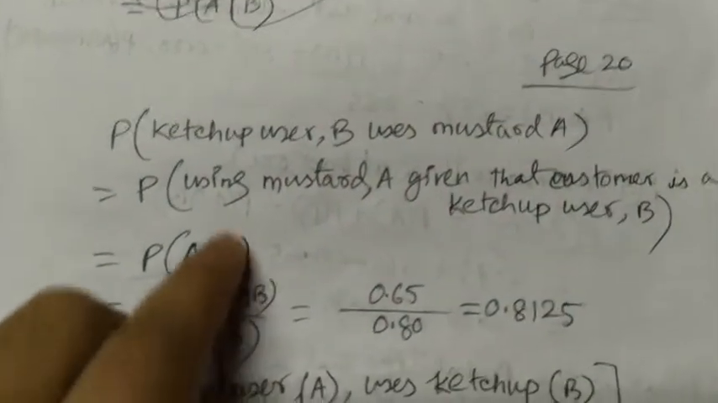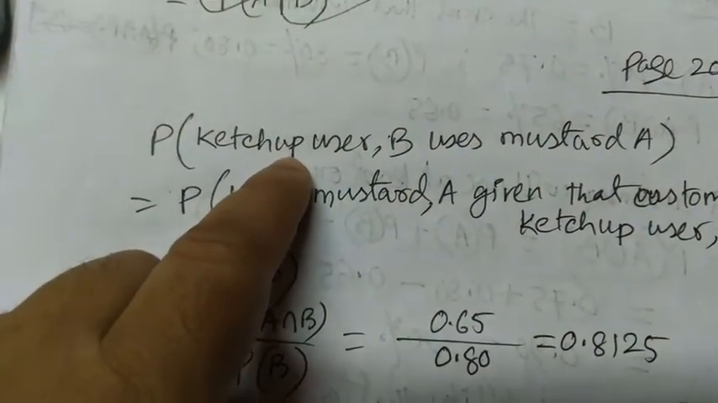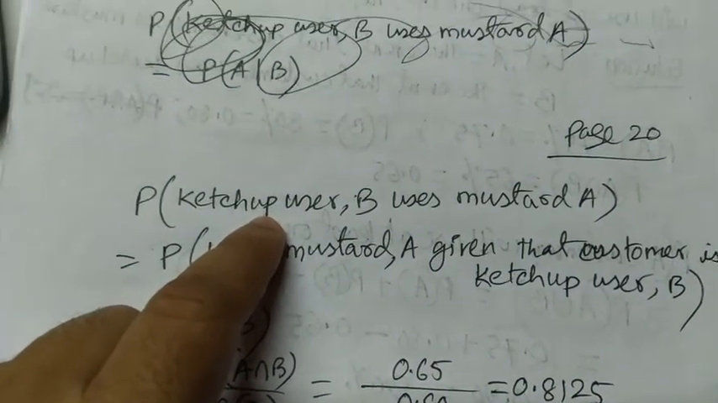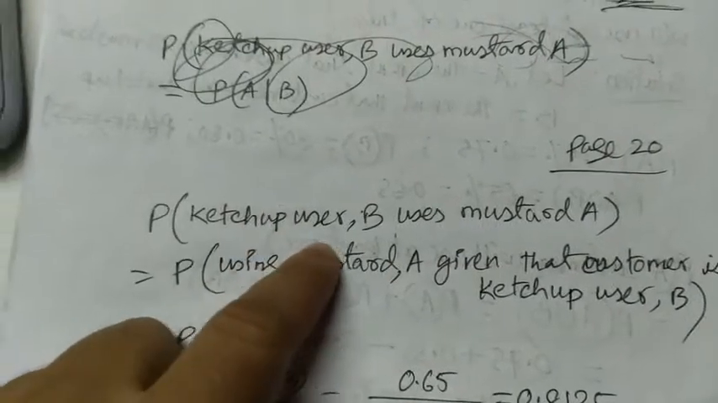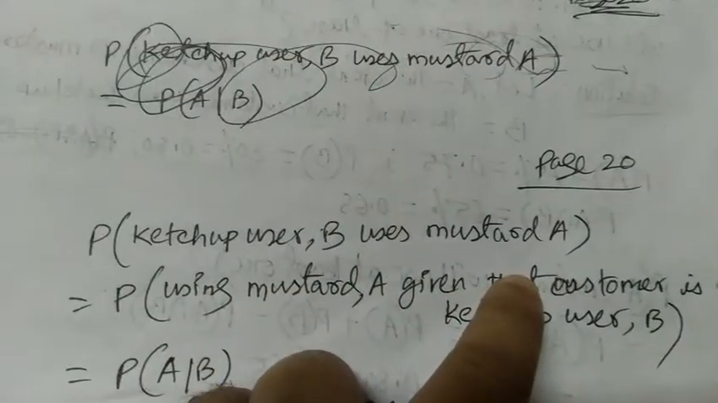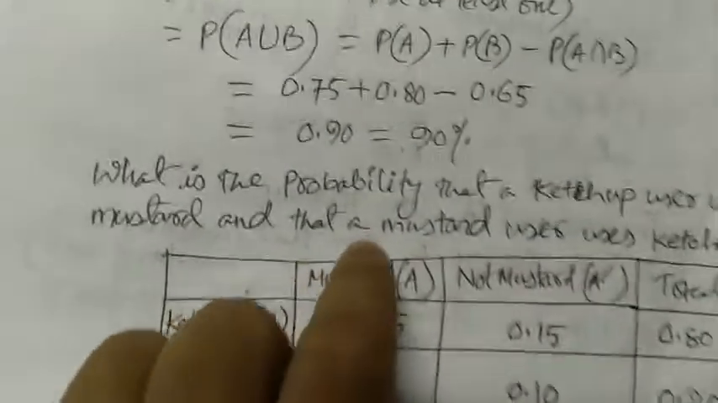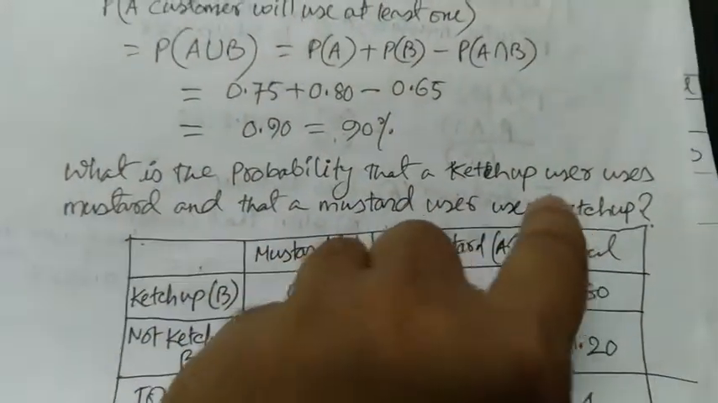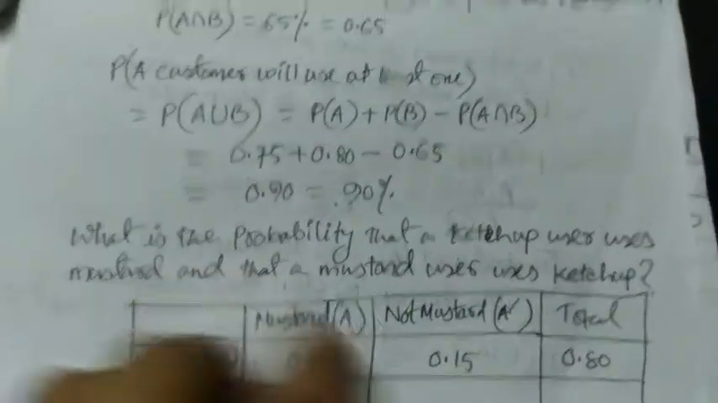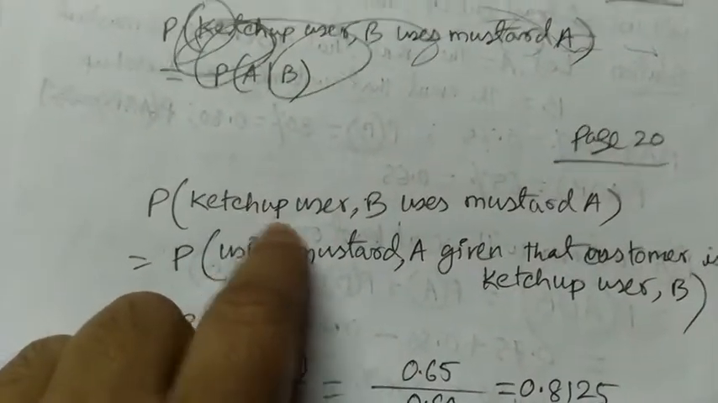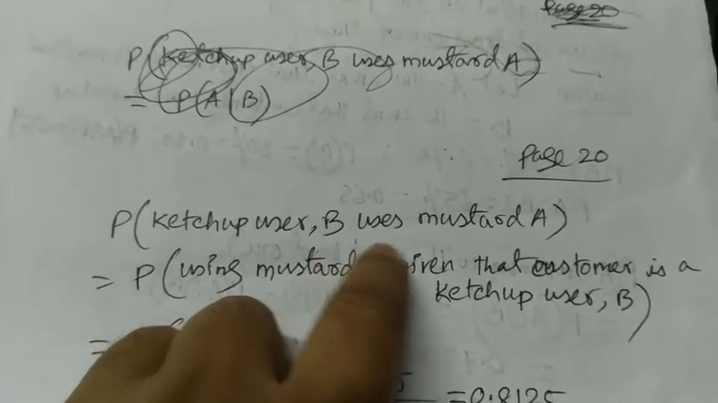Now we will turn over the page. Let us move to page 20. The first part of the question was asking the probability that a ketchup user uses mustard. So we will solve this one first. The probability that a ketchup user, that means B, uses mustard.